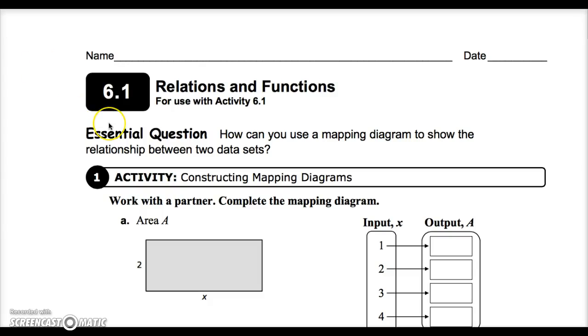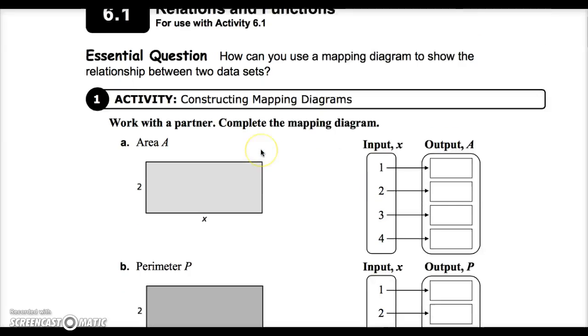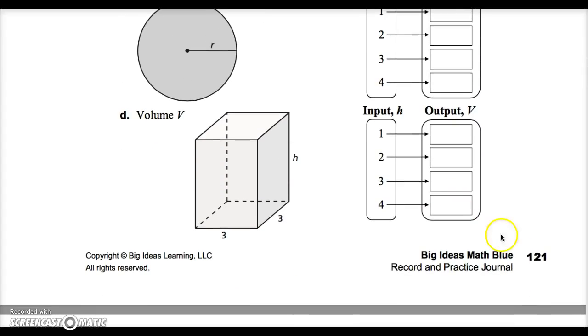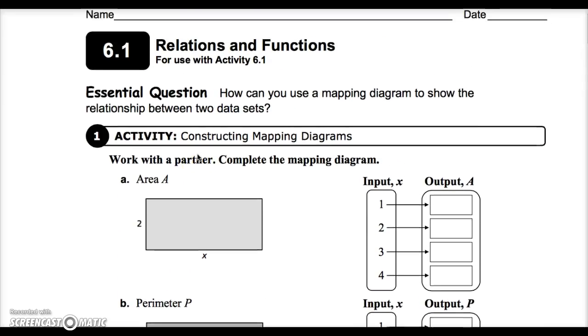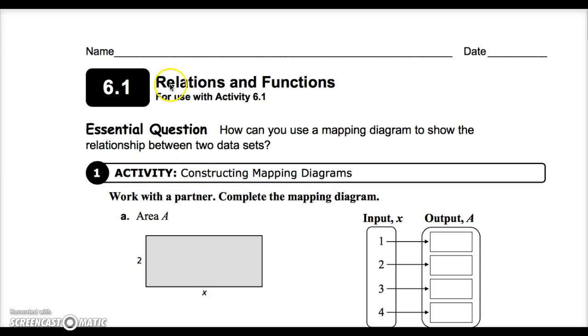Okay, as we start chapter 6, we're going to be looking at what are called functions, and they're very, very similar to equations or expressions that we've been dealing with in the past few chapters. So we're going to be on page 121 of your workbook. But before we start working on these activities, I just want to give you a very basic definition of what a function is and what a relation is and what the difference is between them.